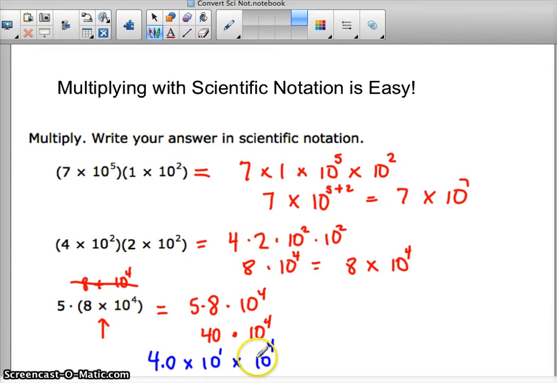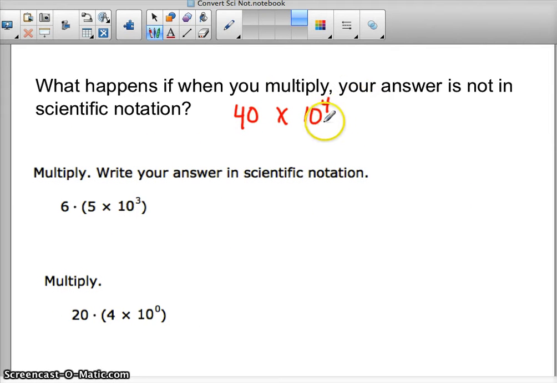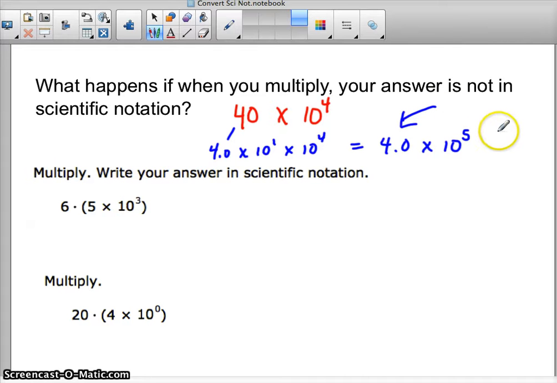So now we'll simplify this expression as we did the expressions above. This is going to be 4.0 times 10 to the 1 plus 4, or 10 to the 5th. And that's basically a situation when you multiply and you get a number that's not in scientific notation. What you need to do next is take that number and rewrite it in scientific notation, and then continue with the multiplication by simplifying your powers. And you must have a number that is between 1 and 10 in order to be in proper scientific notation.